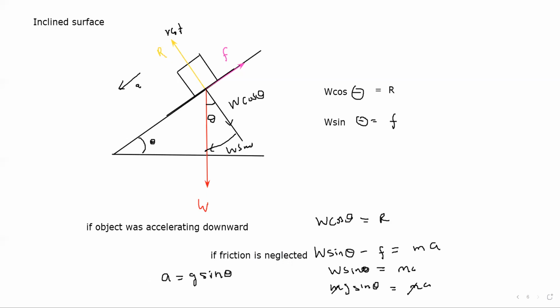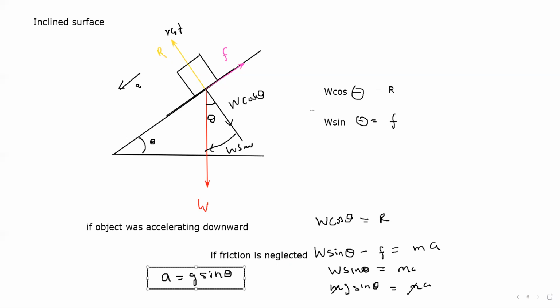So this is a formula. If a question asks you to calculate the acceleration of an object on an inclined surface, you only need the angle which the inclined surface is making with the x-axis and just multiply by the acceleration due to gravity. So you will know its acceleration. Is it clear? But this is only valid if friction is neglected. If friction is there, in that case, it is not equal to g sin theta.